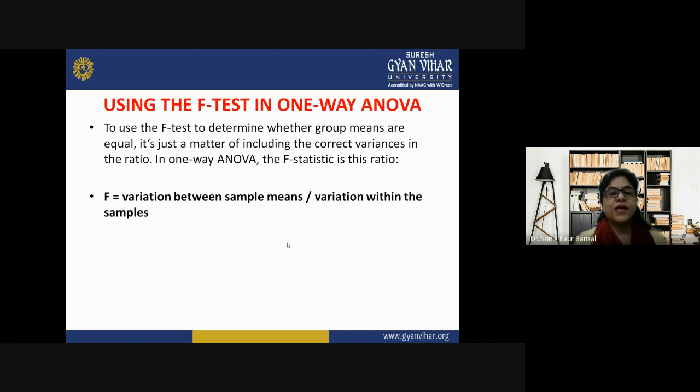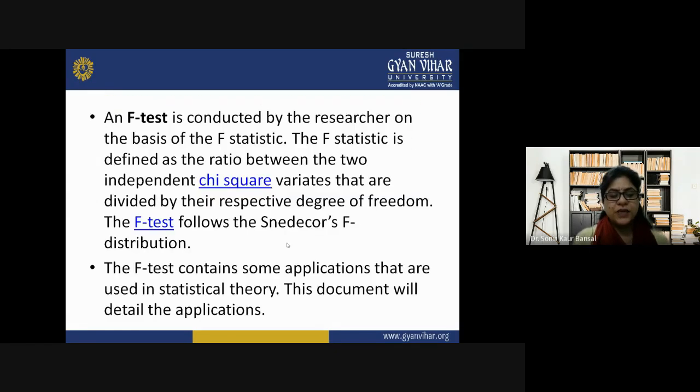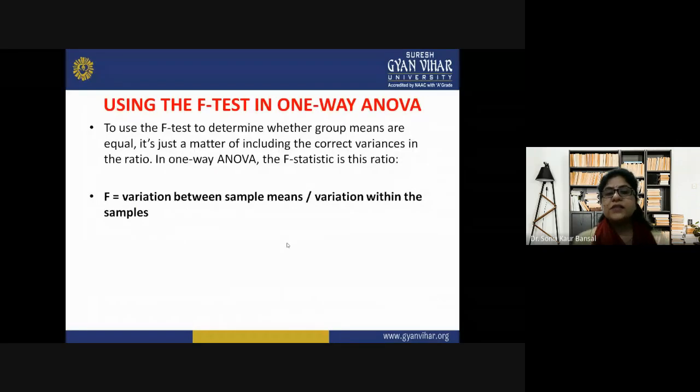So to use the F test to determine whether group means are equal or not, it's just a matter of including the correct variances in the ratio. In one-way ANOVA, the F statistic is this ratio: F equals variation between sample means over variation within the sample. Just remember this, students.